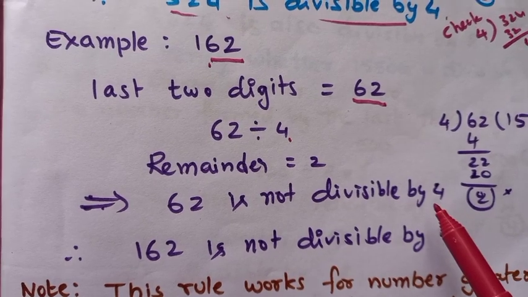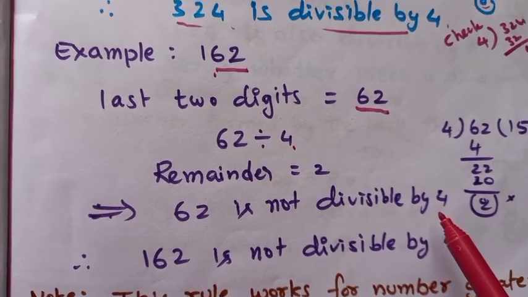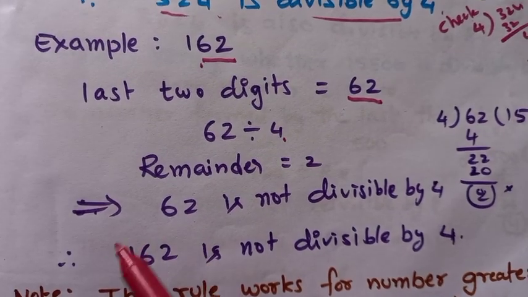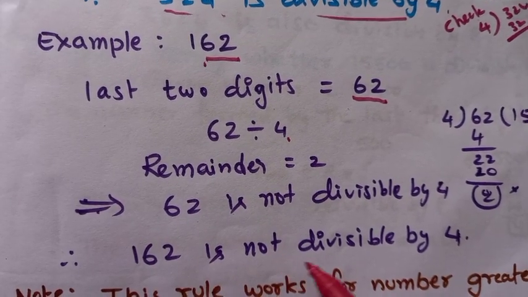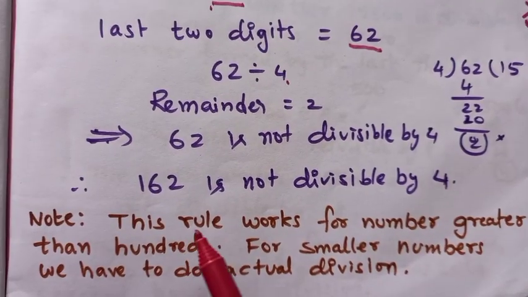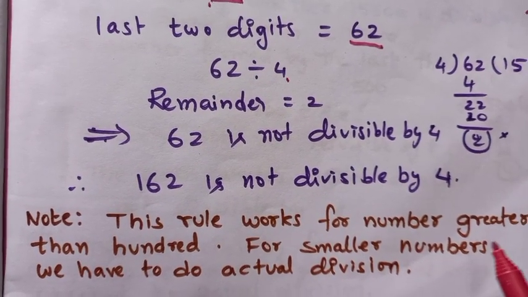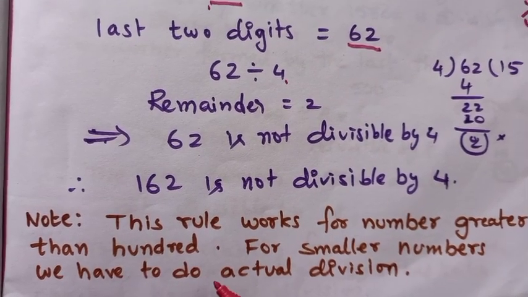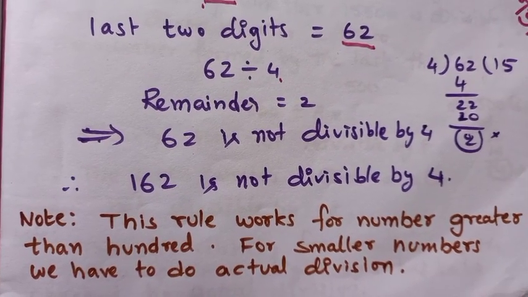If 62 is not divisible by 4, according to the divisibility rule, 162 is also not divisible by 4. Note, this divisibility rule works for numbers greater than 100. For smaller numbers, we have to do actual division.